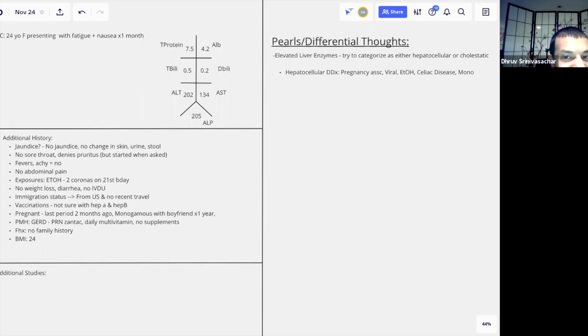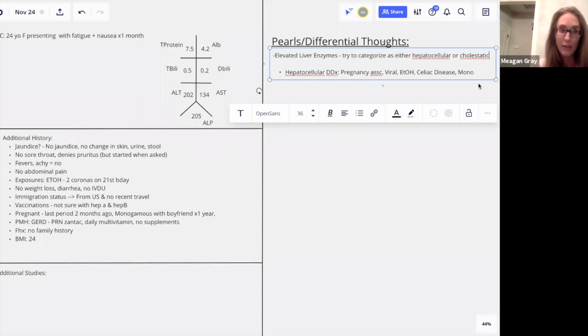At this point, I'm getting a little bit lost. I'm trying to figure out what can cause isolated elevation of transaminases and alk phos without elevation of bilirubin. So Dr. Gray, what do you think when you see that, a normal bilirubin but elevated everything else? Yeah, I mean, that's extremely common. Any sort of diffuse hepatocellular disease is very likely to raise the alkaline phosphatase. Upper limit of normal for alk phos is around 120. So I'd consider an alk phos of 200 to be mildly elevated, which is very common in any diffuse hepatocellular disease.